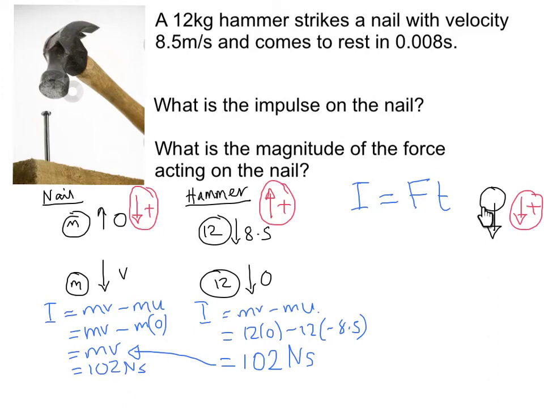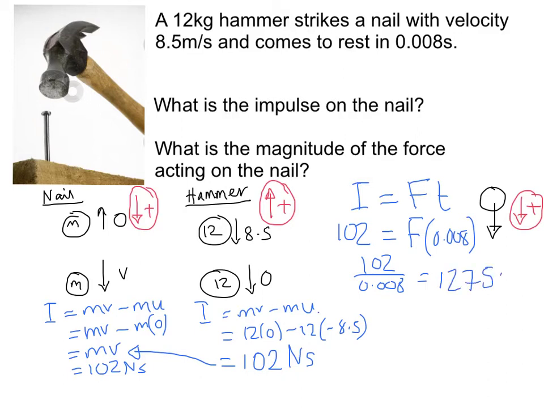Here I'm the nail as well. I'm taking this to be positive. So the impulse is 102 in that direction. The impulse on the nail is 102 Newton seconds. We're trying to find out the magnitude of the force, but we know that the amount of time that this force acts on the nail is 0.008 seconds. So 102 over 0.008 is the size of the force, the magnitude of the force, which is 12750, and the unit is newtons.